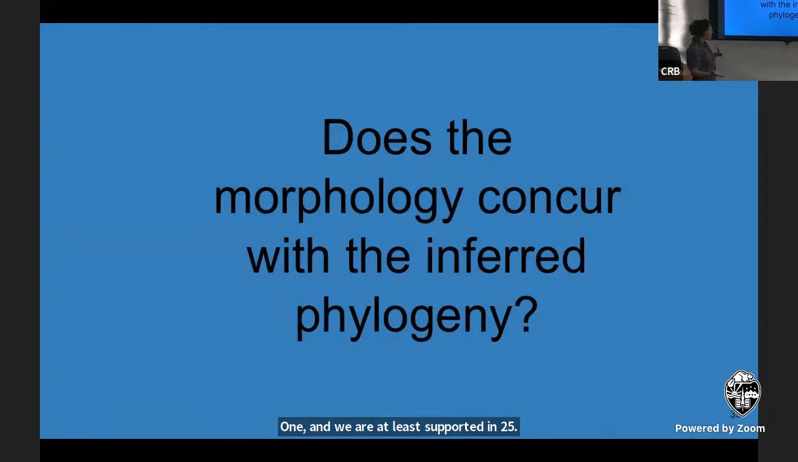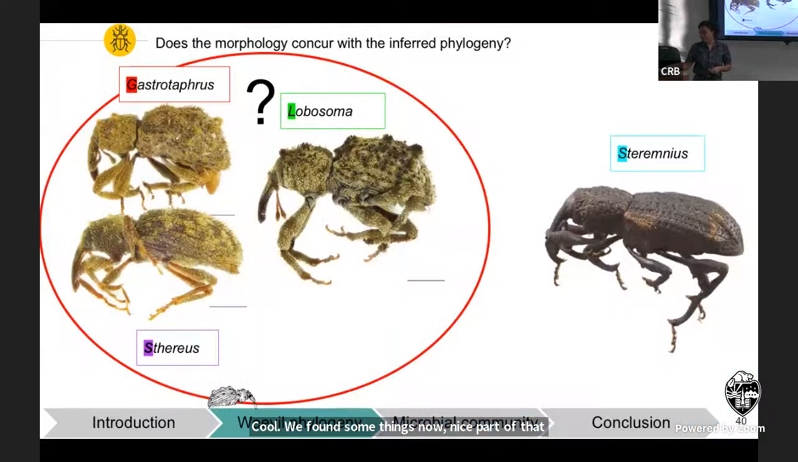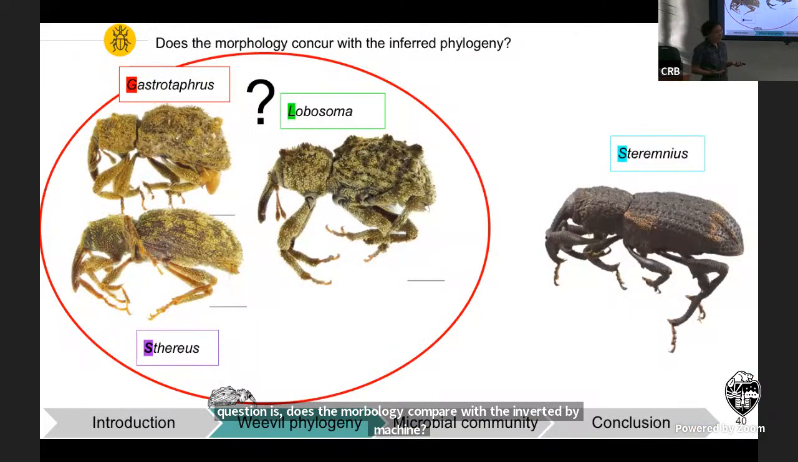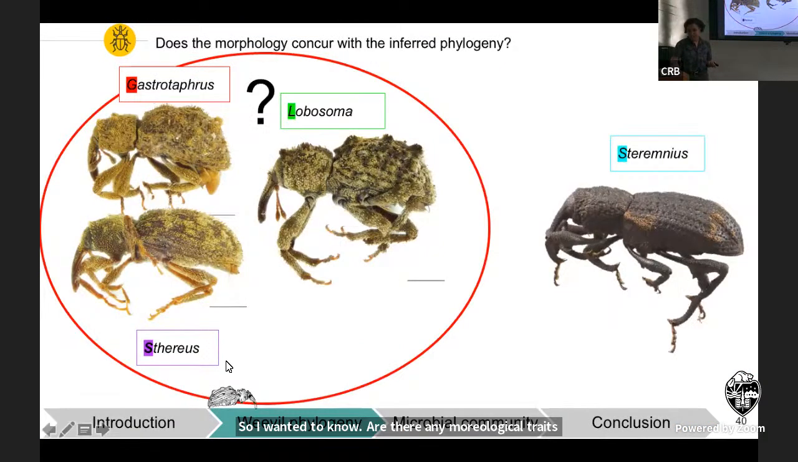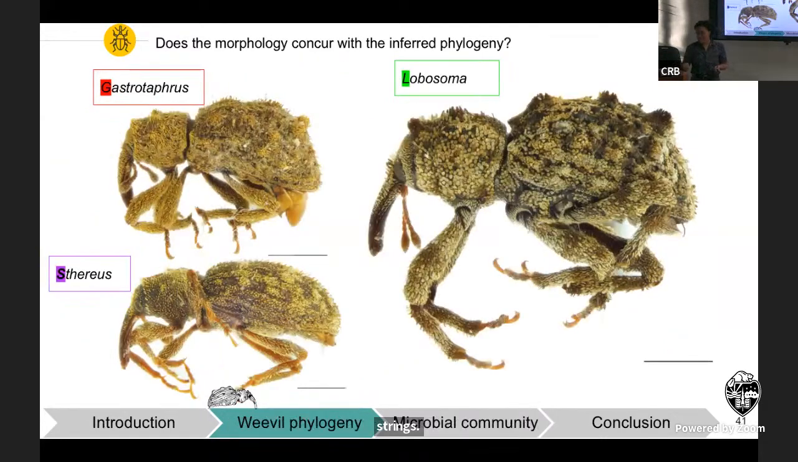Now, the next part of that question is, does the morphology concur with the inverted by blushing? So I wanted to know, are there any morphological traits that would combine Gastrotaphrus, lobosoma, and Asterias and show that they are different from Stromnius? Are there any unique derived characters that they have? The long answer short is that no, there are no characters that are phylogenetically informative that unite Gastrotaphrus, lobosoma, and Asterias.